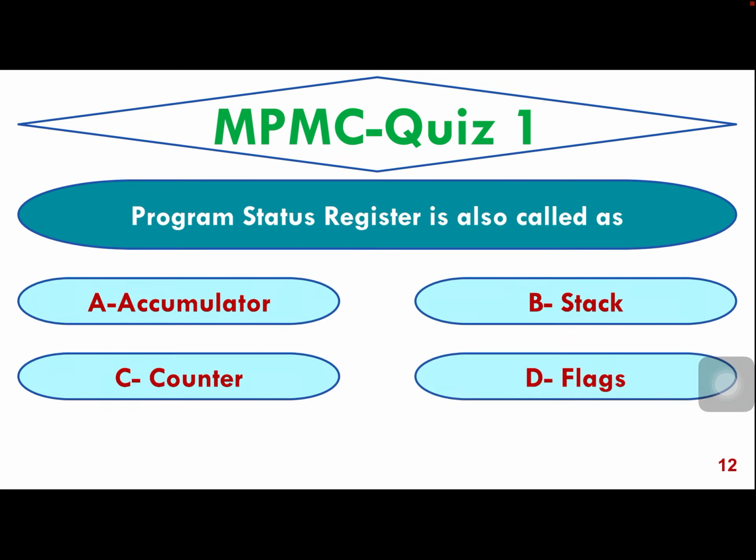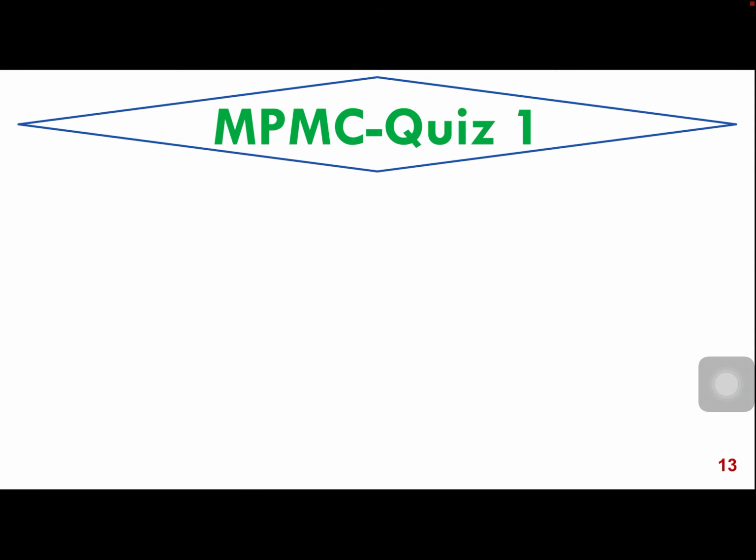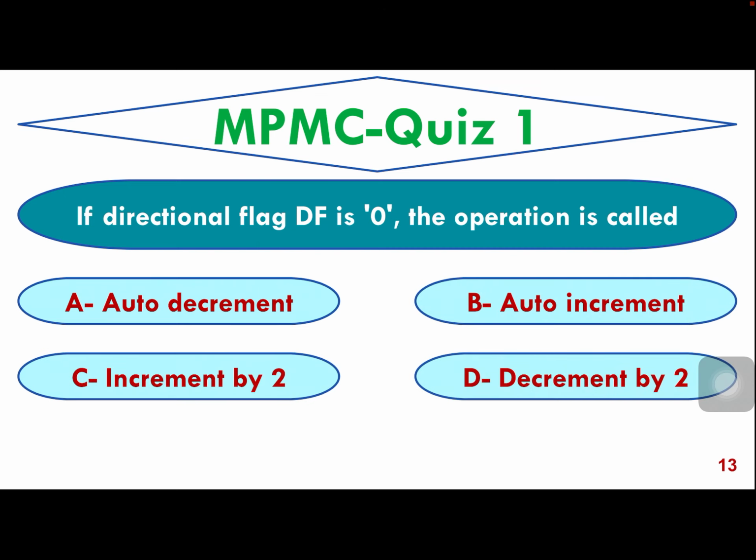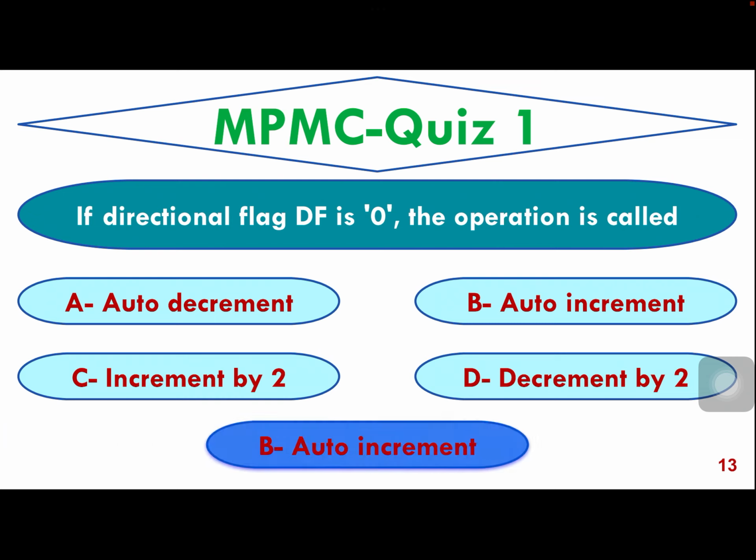Program status register is also called as accumulator, stack, counter, flags. So it is flag. D. In directional flag DF is 0, the operation is called auto decrement, auto increment, increment by 2, decrement by 2. The correct option is auto increment.